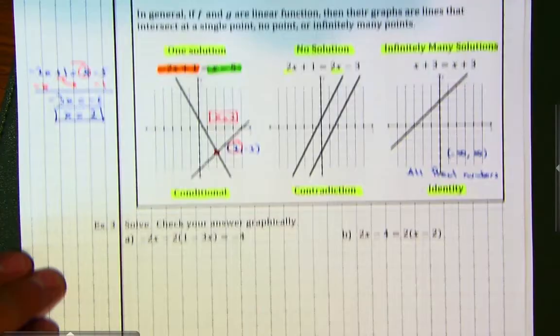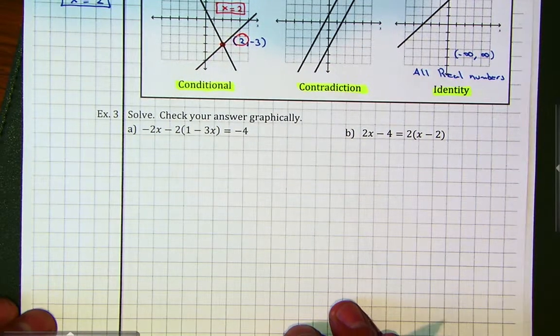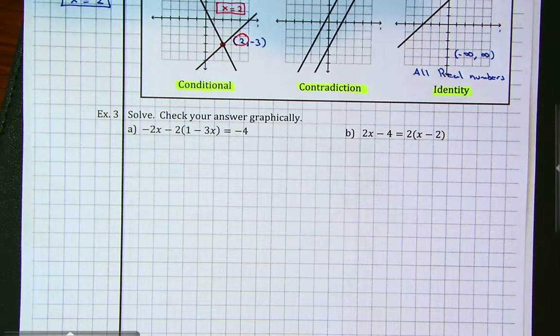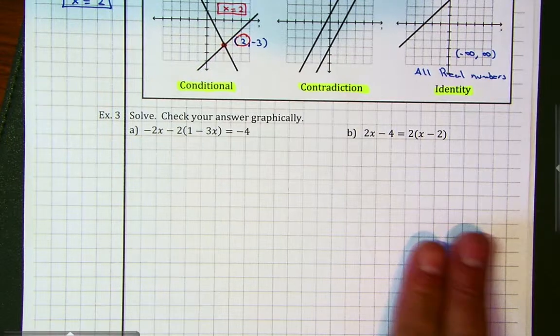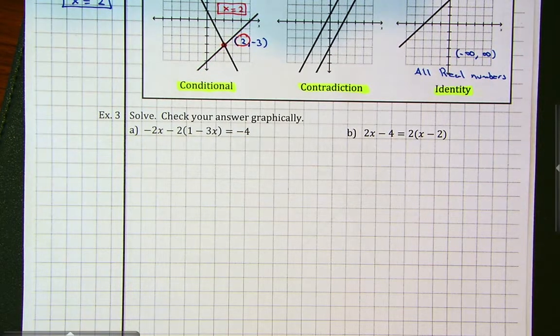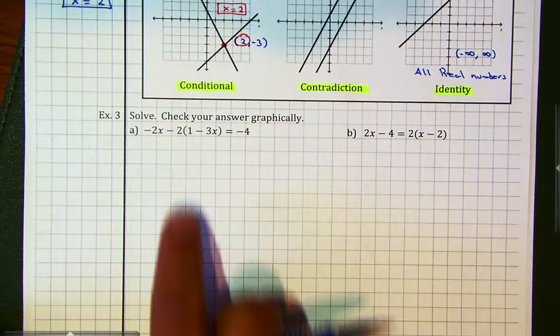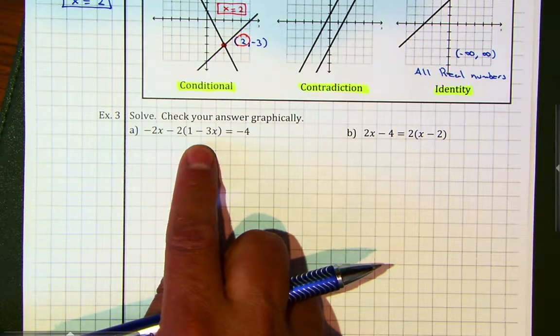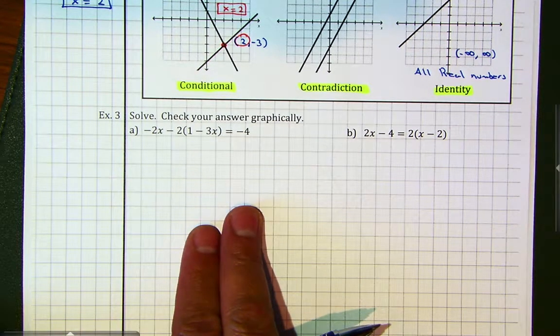So let's continue with example number 3, A and B. Solve and then check your solution graphically. Go and copy it down, pause it, and we'll start once you're ready. So go and solve the first one, see what you get. Pause it, and we can check our answers.